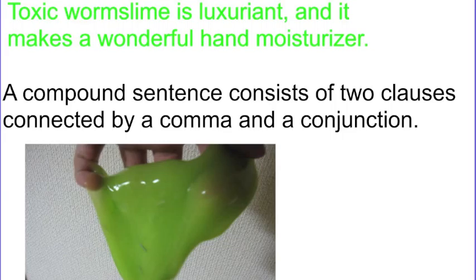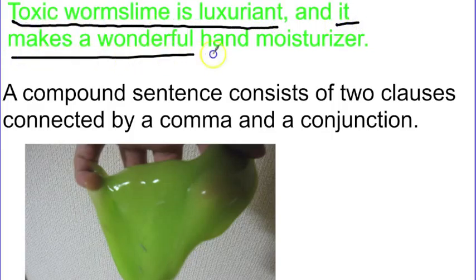So a compound sentence consists of two clauses connected by a comma and a conjunction. The first clause is toxic worm slime is luxuriant. The second clause, it makes a wonderful hand moisturizer. And if you notice in the middle, there's my comma and there's my conjunction. On the next slide, I'll give you a cool acronym so that you can remember which conjunctions you can use to connect the independent clauses of a compound sentence.